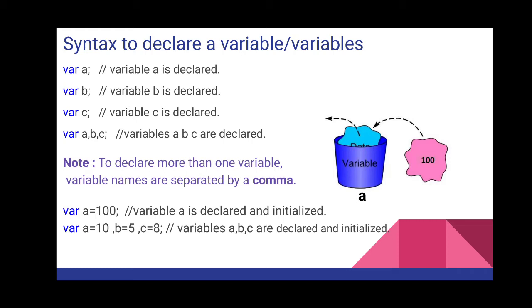var a comma b comma c. This is how in a single line I can declare multiple variables. So how to do this? We can declare more than one variable by simply comma separating them. So you can see a comma b comma c. This is how you can declare multiple variables. Okay. Now below you can see var a equal to 100.